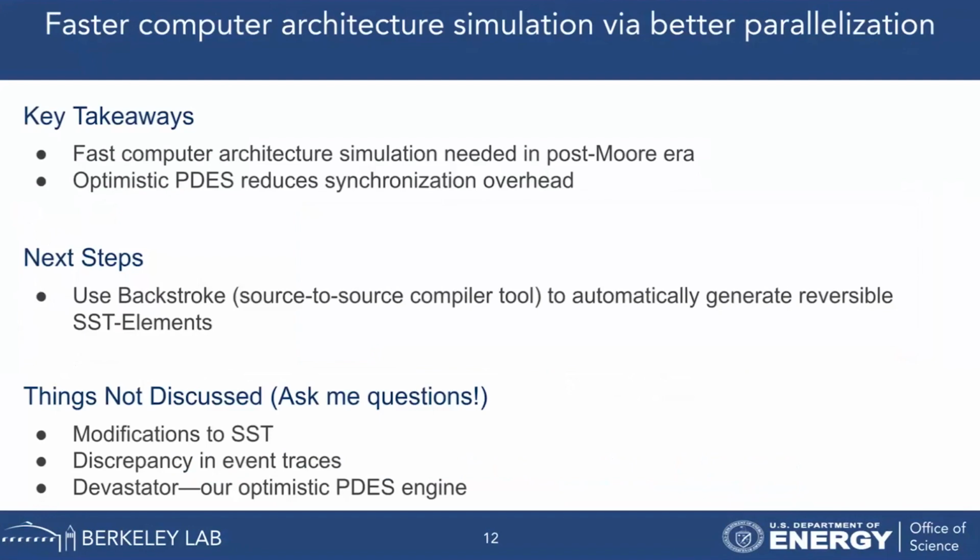So with that, I'll conclude. Just to reiterate, the key takeaway is that fast computer architecture simulation is a key technology that we need in a post-Moore computing era, and we believe that optimistic PDES, or parallel discrete event simulation, is the key technology to enable this. Here's a bunch of things I didn't talk about, and some next steps. With that, I'll take any questions.